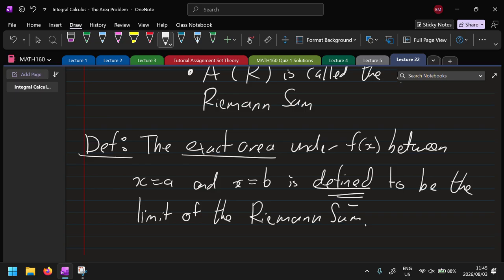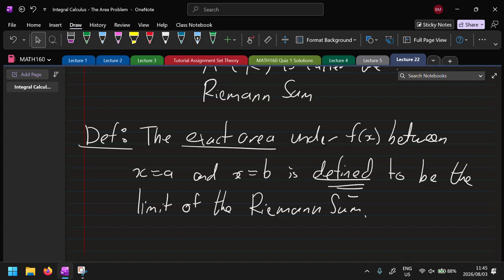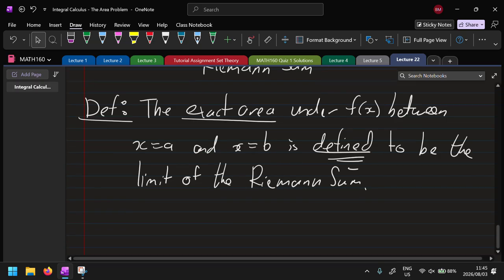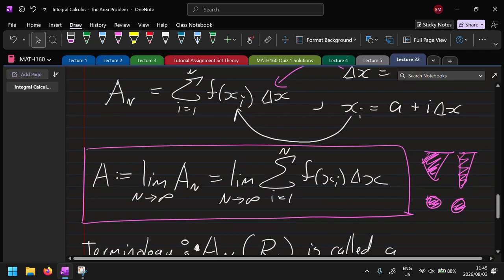So the area, whatever it might be, is actually defined by this limit of the Riemann sum. We call that the exact area. If you don't take the limit, then that is just an approximate area. Any questions so far? Pretty simple.